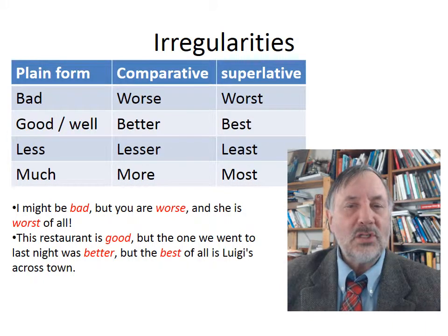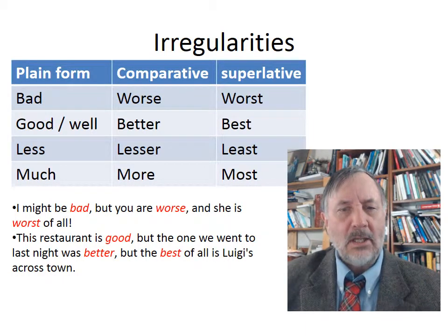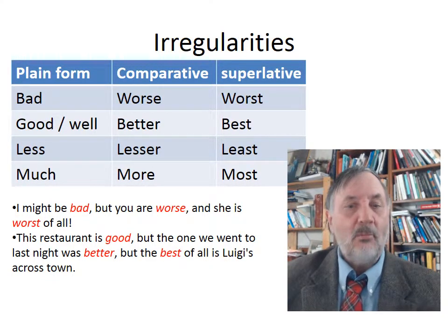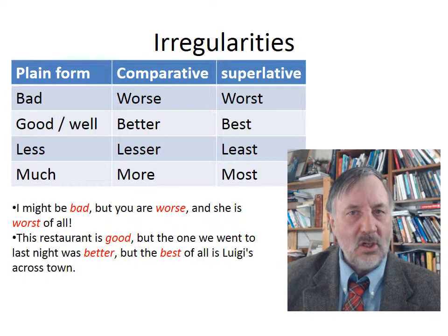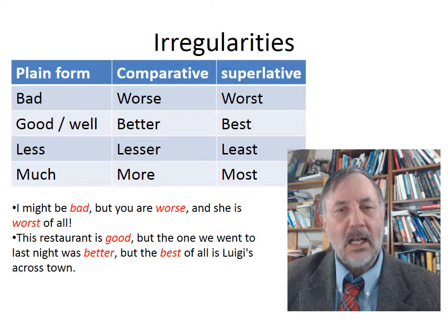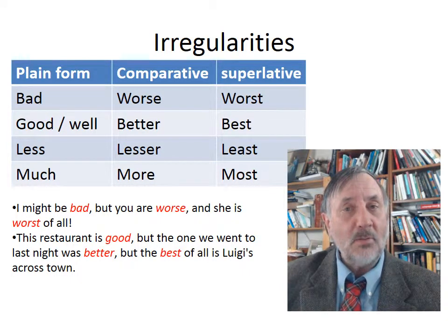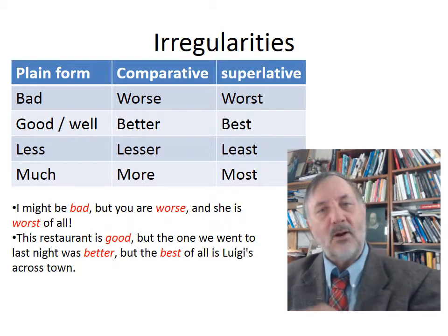There are some irregular forms in the comparative, and we have to just memorize these. And they are words like good and bad, less and much, and so I'll go through these. And so I'm bad, you are worse, but he is the worst of all. Okay, so notice the difference there. Tomorrow I hope to be better, and next week I hope to be best of all. Okay, so you see, good, better, best.